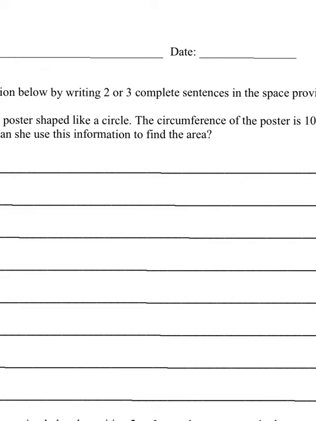Number 11. Answer the question below by writing 2 or 3 complete sentences in the space provided. Mrs. Carr made a poster shaped like a circle. The circumference of the poster is pi d, or 10 pi. What does the 10 represent, and how can she use this information to find the area?